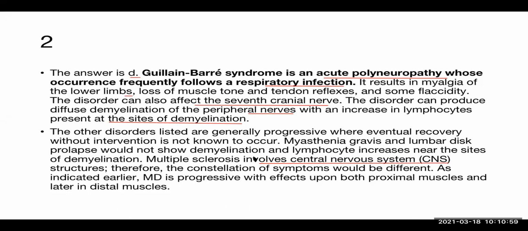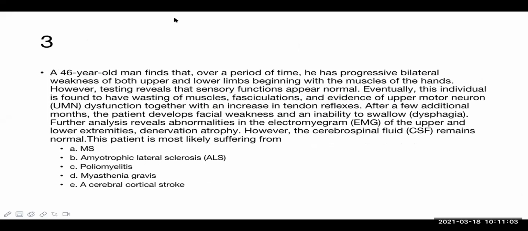Other clues are very easy to exclude. Let's move on. Number 3. So please, all of you focus here.